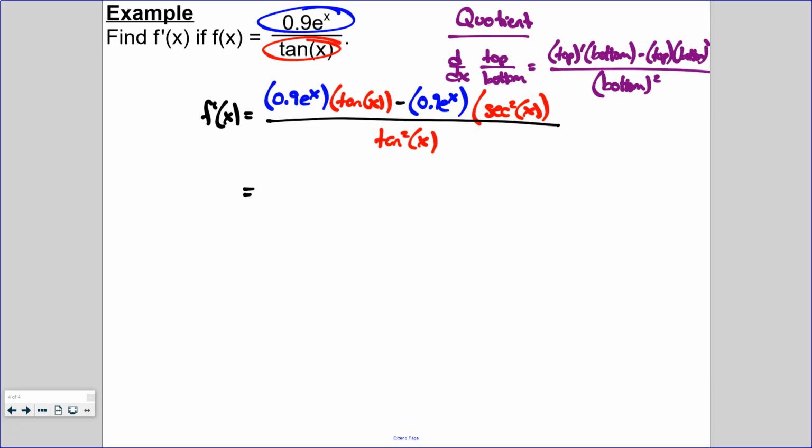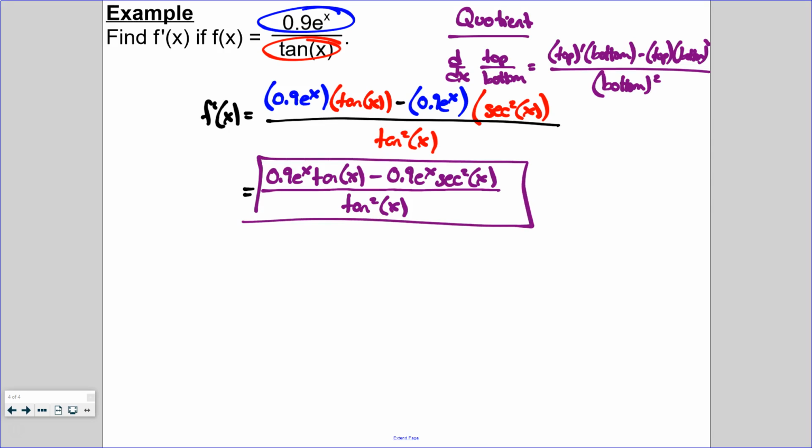Now we want to simplify this next, and as usual in this video, there's not a whole lot that we can simplify. So we can drop the parentheses, and we're going to have 0.9 e to the x tangent of x minus 0.9 e to the x secant squared of x, and that is all over tangent squared of x. Boom, boom, boom. There we have it. We have just successfully taken the quotient rule with the exponential function. All right, folks, that is it. That is using the product and quotient rules to find the derivative of exponential functions with base e.